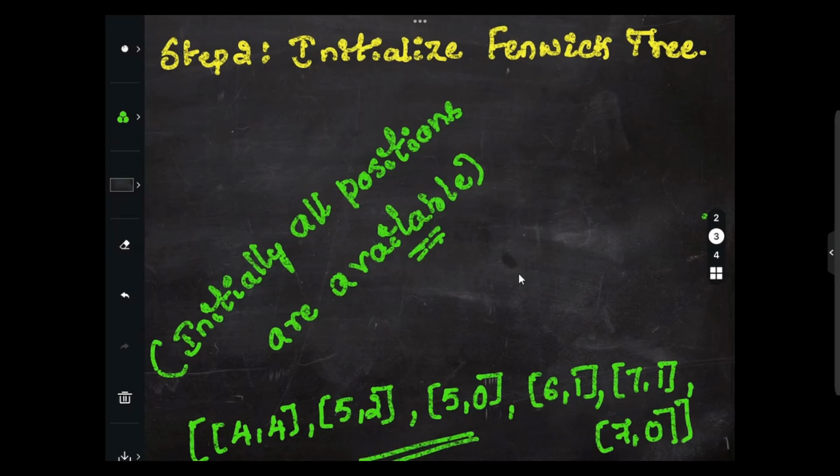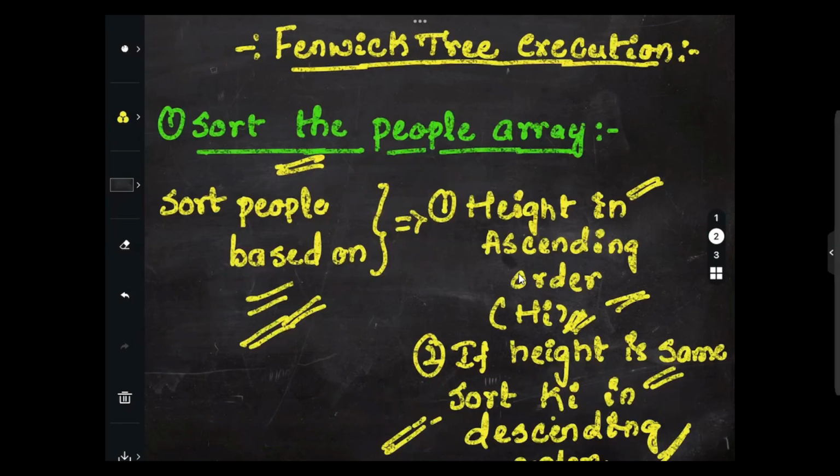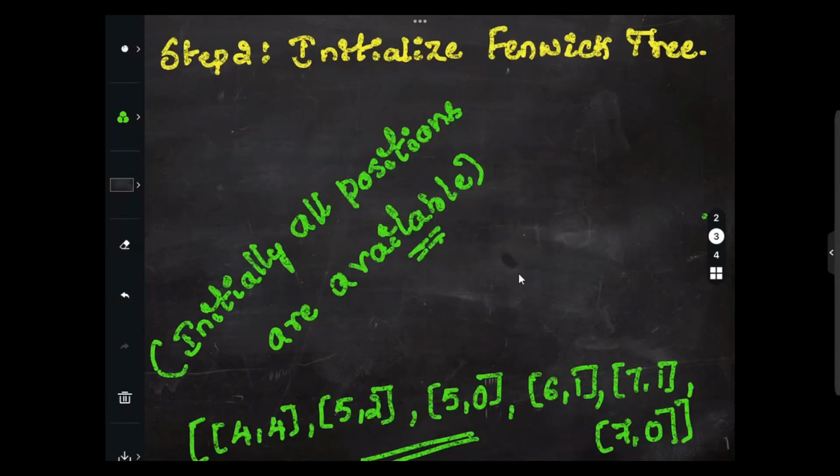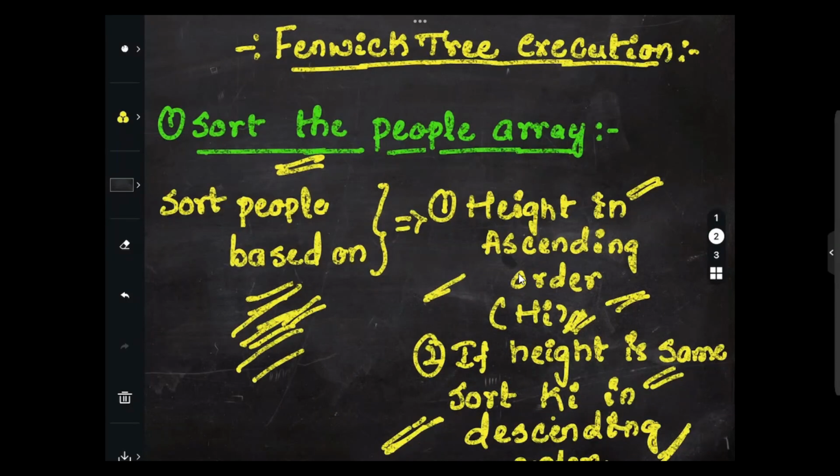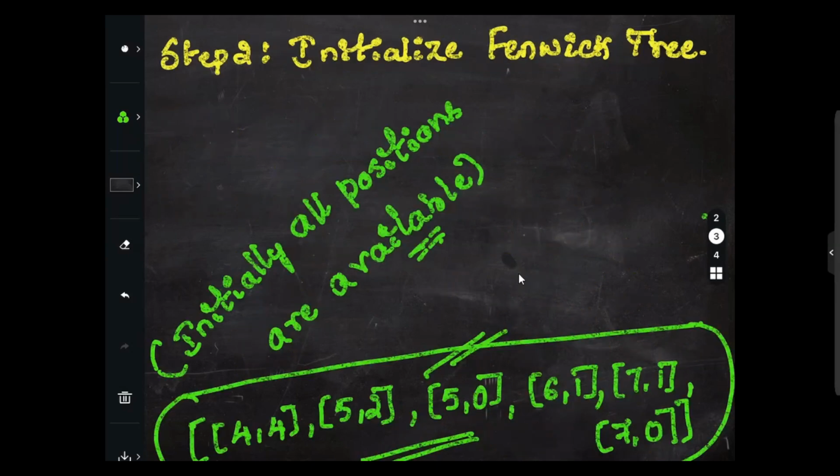This is fine. What we are doing here is sorting people based on height in ascending order, and if height is the same, then we are sorting ki in descending order. That's what we are doing here. You can clearly see here. I hope this is completely clear. 4, 4, this one. This is the array after sorting the people based on these two previous conditions. You can clearly see. Let's move on with the second step.